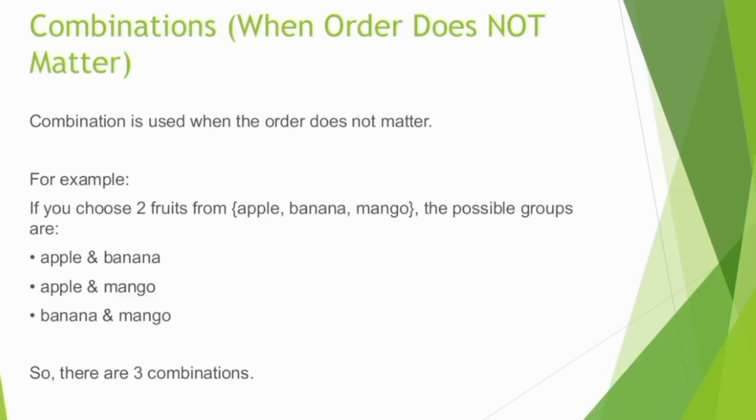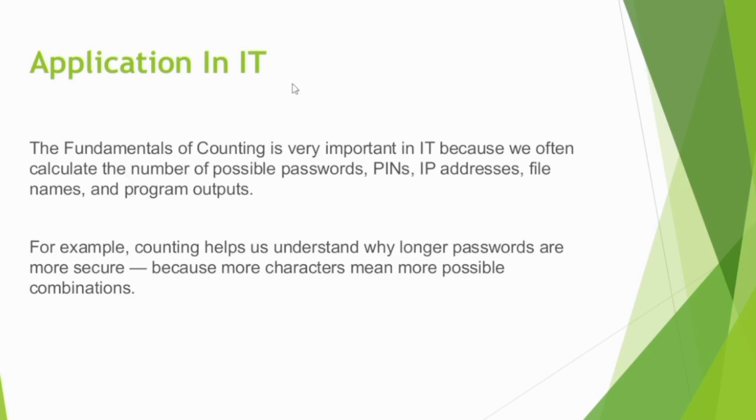Next, combinations, when order does not matter. Combination is used when the order does not matter. For example, if you choose two fruits from apple, banana, and mango, the possible groups are apple and banana, apple and mango, and banana and mango. So there are three combinations. Let's proceed to the next slide, which is the application in IT.